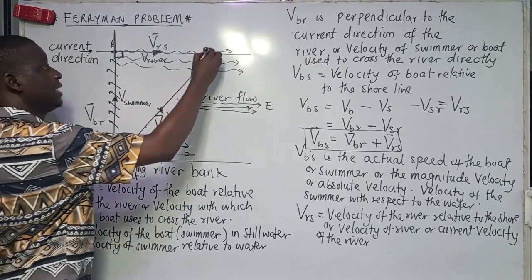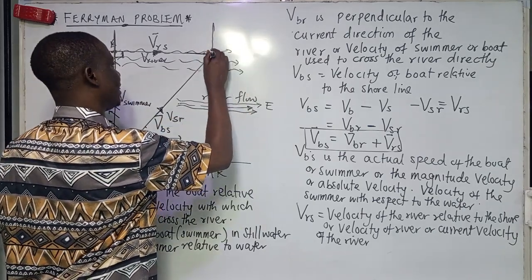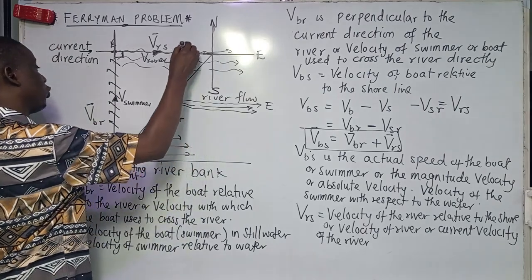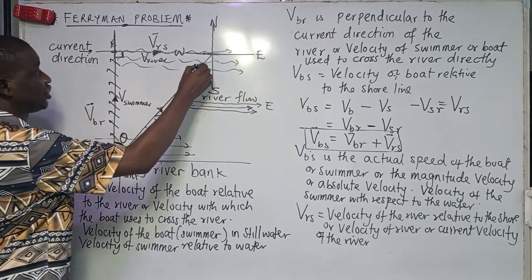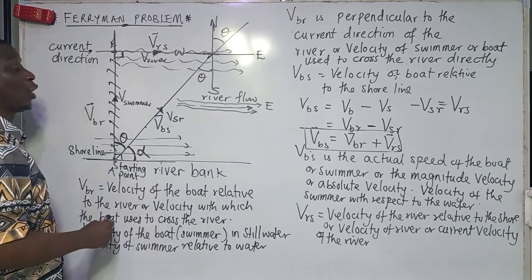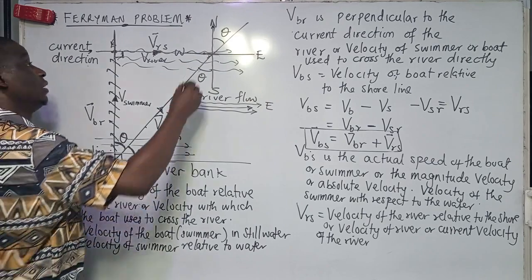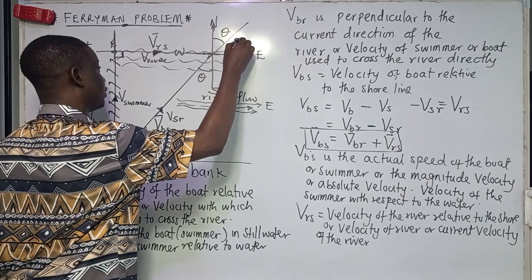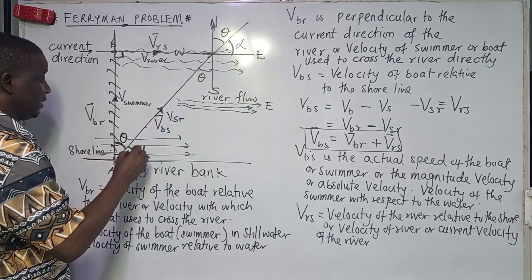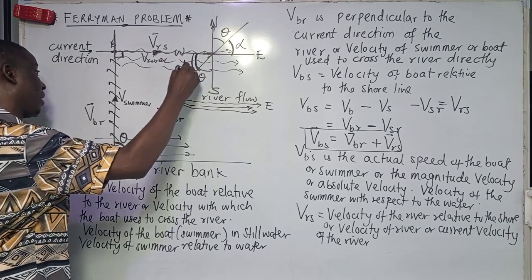If I draw a four-directional diagram here, where here is east, here is north, here is south, and here is west, this automatically means this angle is equal to this. The angle to the shore is always measured from the north, while the angle to the bank is measured from the east. So in this case, this angle here is also equal to this angle. Alternate angles are equal. It is alpha.